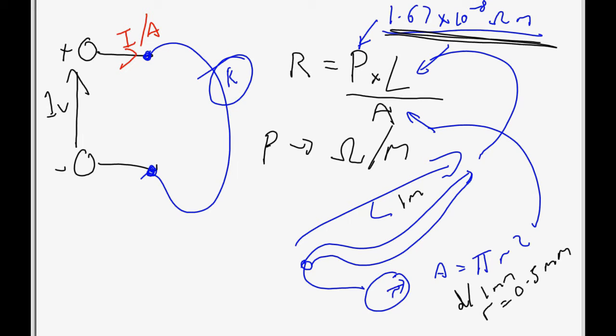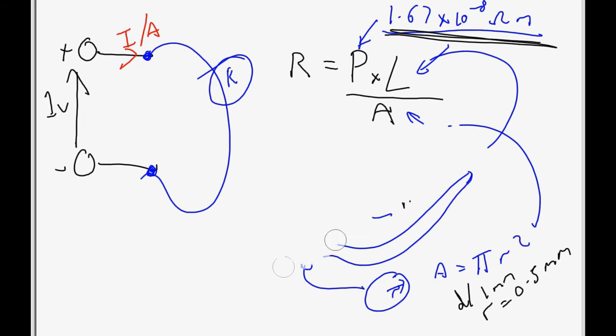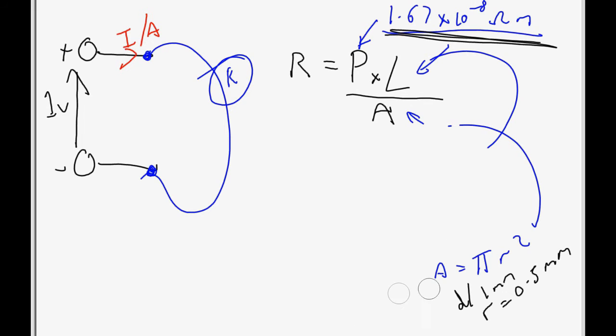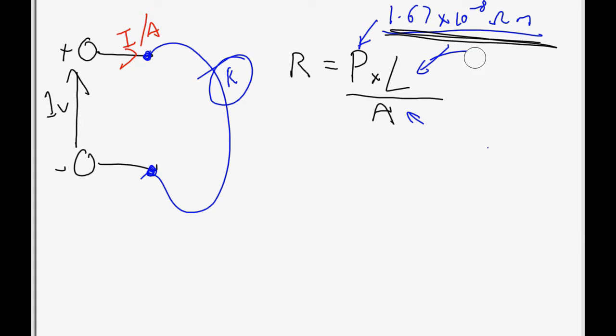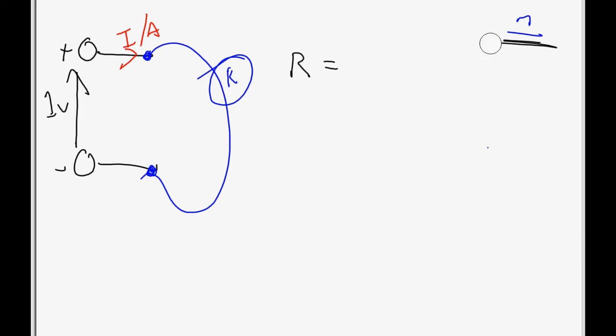So what would this come out to be? Let's go through this and work it out. Alright, so let's scrub this off the screen. Get rid of all of this. Okay, and R is equal to PL over A, which equals, let's start whacking in the numbers.